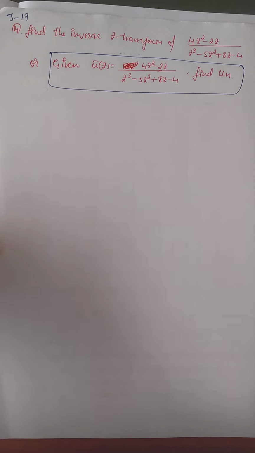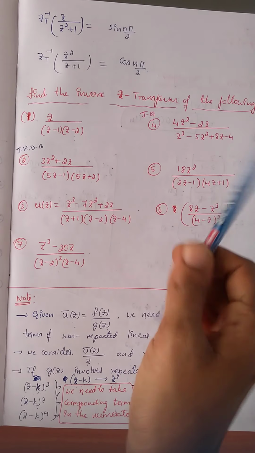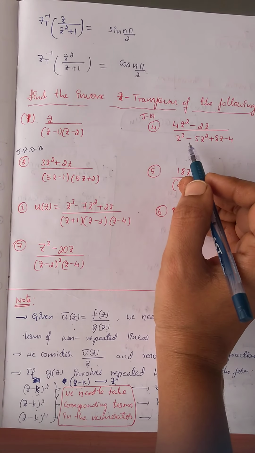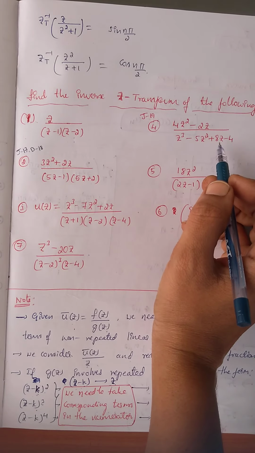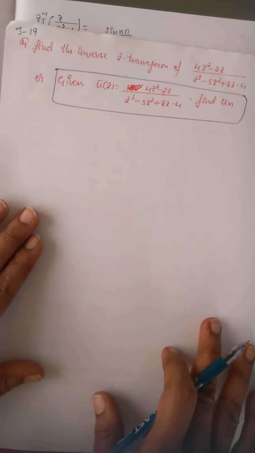Okay students, I go to next question. Find the inverse z transform of the function (4z² − 2z)/(z³ − 5z² + 8z − 4). This is very important, a last year June 2019 question paper sum.